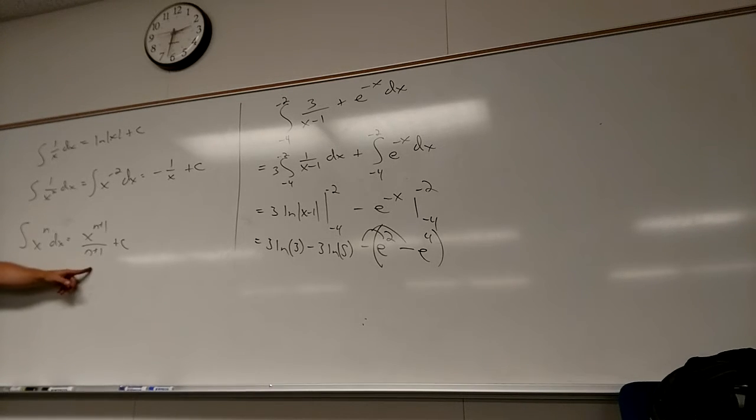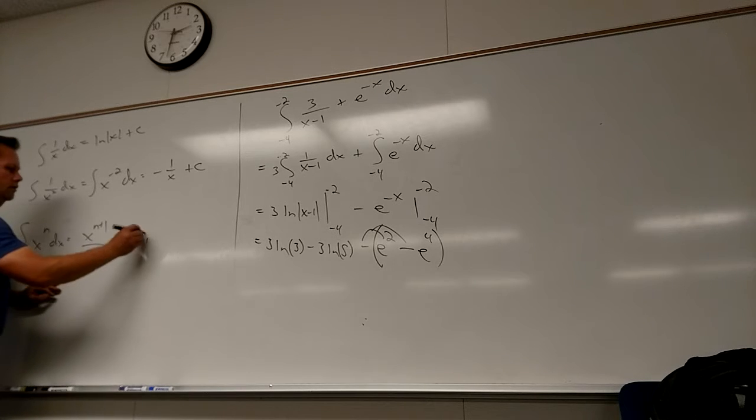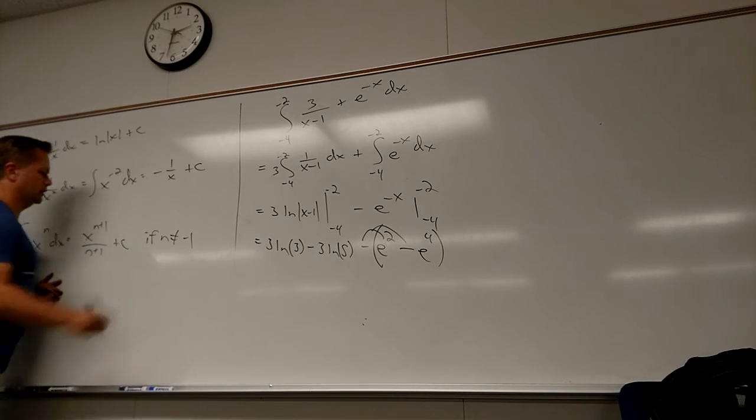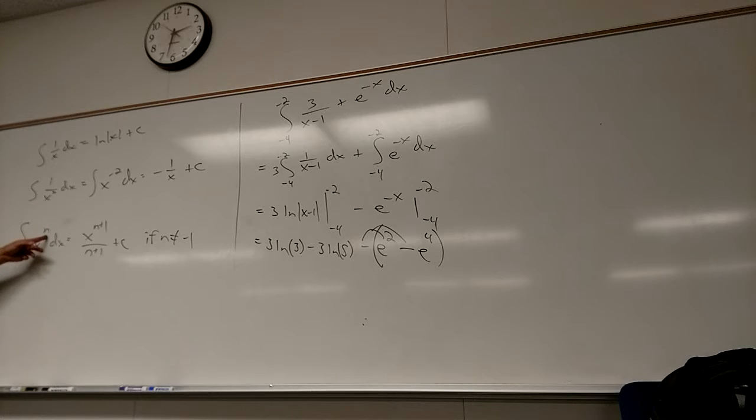So the one place this rule does not work is when n is negative 1. But thank God we know what that is. If n is negative 1, it's ln. It's got its own little rule, because that's one thing ln does. It bridges that gap. It fills in that hole there.